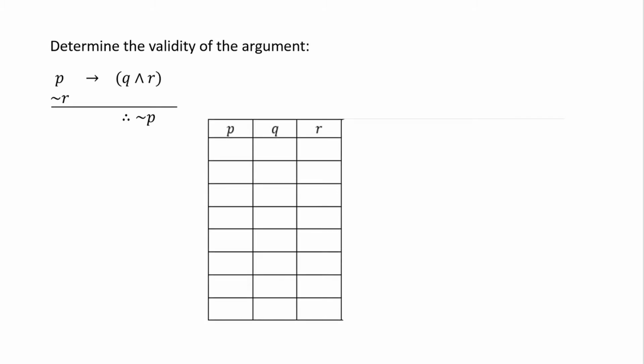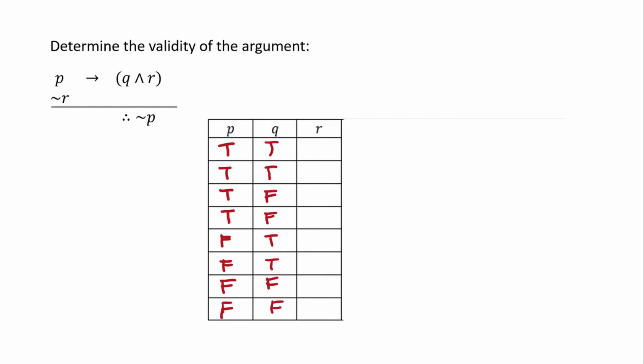I'll start with 3 columns and assign truth values for each of P, Q, and R, and I need every possible combination. To ensure that, I will begin by giving the truth value of true to the first 4 of P, and the last 4 I will give F for false. And then for Q, I'll do 2 by 2, so true, true, false, false, true, true, false, false.